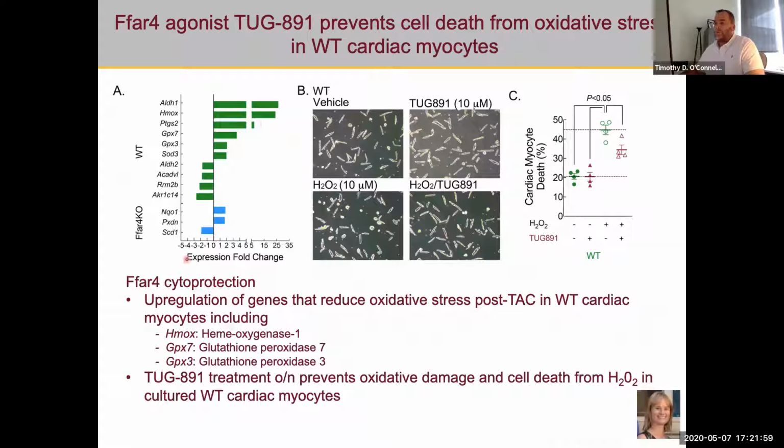And as I promised, we're going to go back and look at that gene ontology sorting, looking specifically at oxidative reduction genes that were upregulated in the wild type, which would suggest cytoprotection in the wild type post-TAC, but not in the KO.